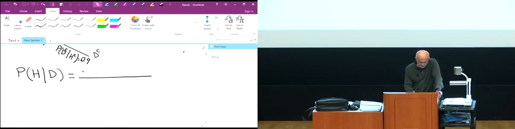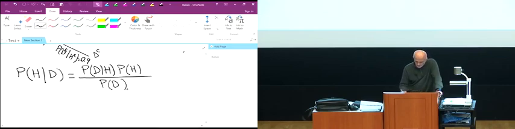Reverend Bayes says what? Probability of D given H times probability of H, divided by probability of D. Notice the numerator is simply the probability of D intersect H. This is the same as the probability of D intersect H. And the bottom is the probability of D.